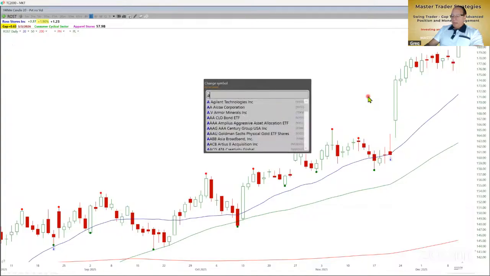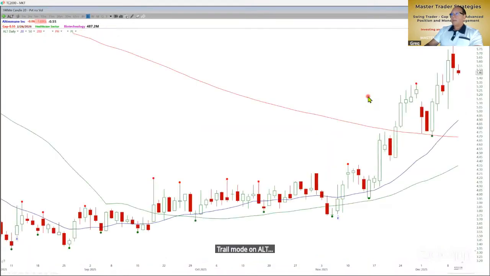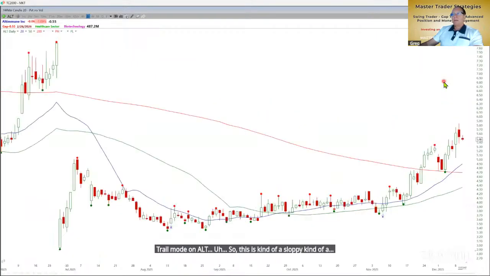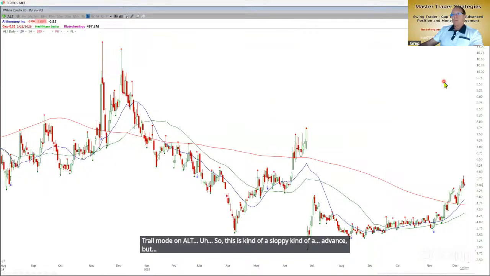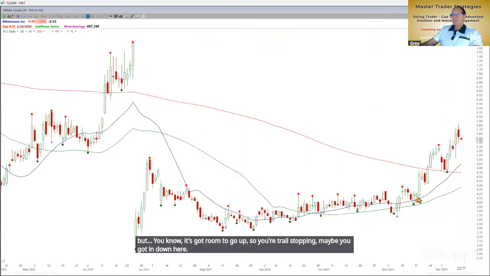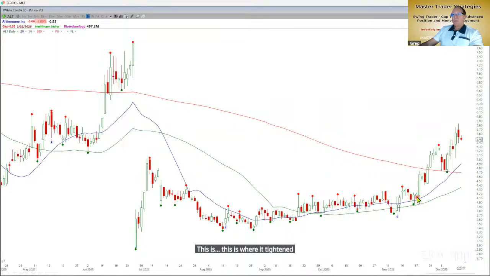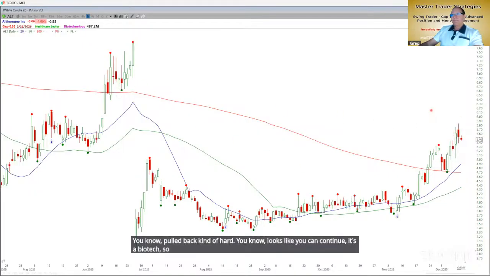Trail mode on ALT. So this is kind of a sloppy advance, but it's got room to go up. So you're trail stopping. Maybe you got in down here. This is where it tightened up, what we've been covering. Pulled back kind of hard. Looks like it can continue. It's a biotech, so maybe continues going higher.